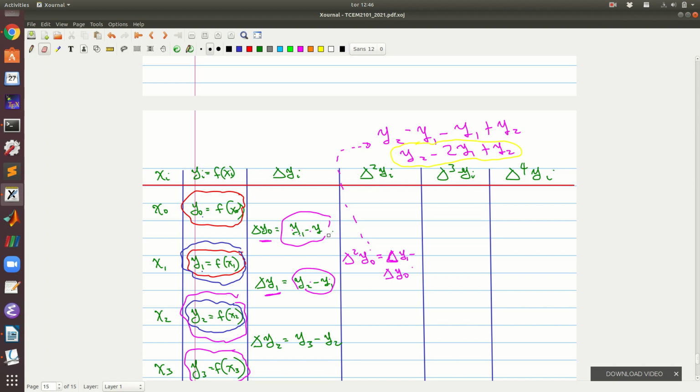So I am honestly very sorry. I don't know why I wrote y2. This is y0. I hope everything else is now correct. This was really confusing me. So this is y0. This is y0. This is y2 minus y1 minus y1 minus y0, which gives us y2 minus 2y1 plus y0.